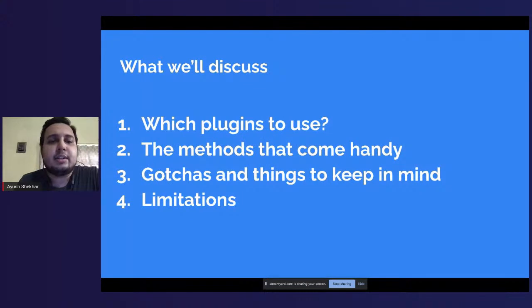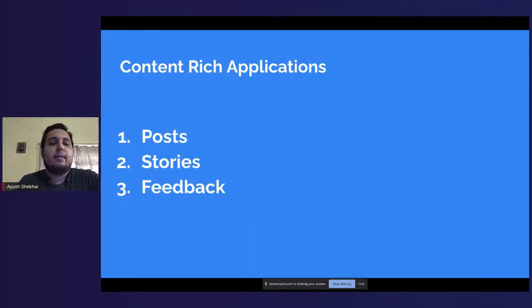So what we'll be discussing today is which plugins we are going to use for accessing and using the device camera in Flutter, the methods that will come in handy when we create instances of those plugins, some minute details, some gotchas, things that you need to keep in mind, things that you may face difficulty with when you're doing this implementation on your own, and certain limitations that the current camera plugin and the current media playback have. And maybe talk about how to overcome those limitations.